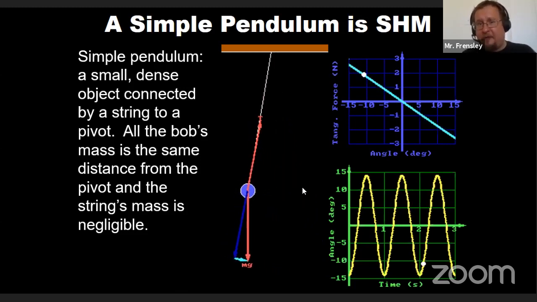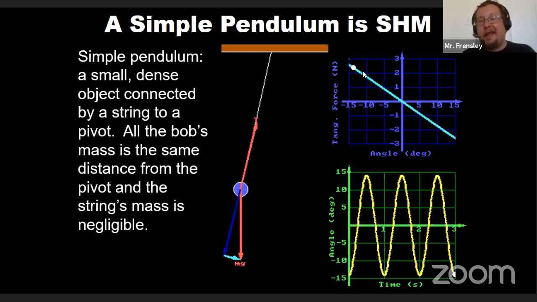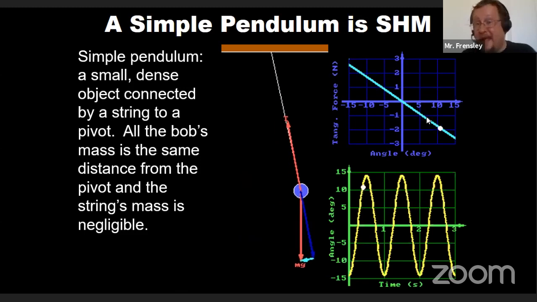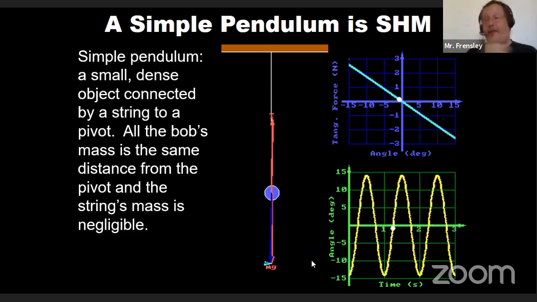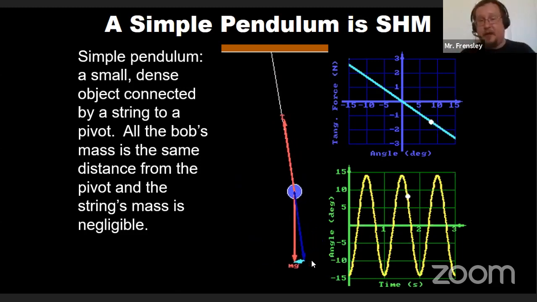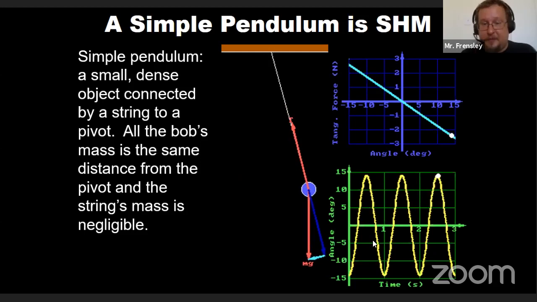And if I make a graph of just that light blue component force, because all the other components cancel, then I get a line through the origin, which is negative because the force points left when the bob's displaced right. The force points to the right when the bob is displaced left. Okay, and then we have the displacement versus time.